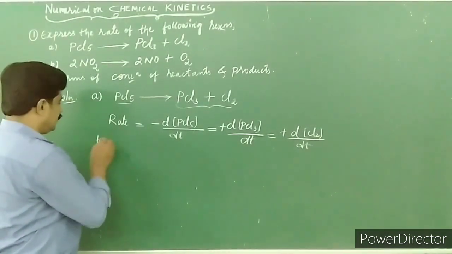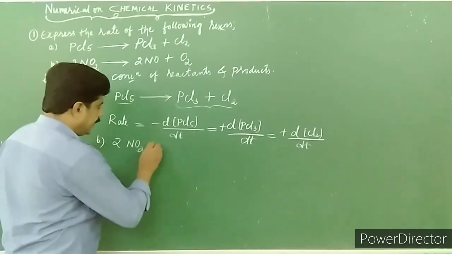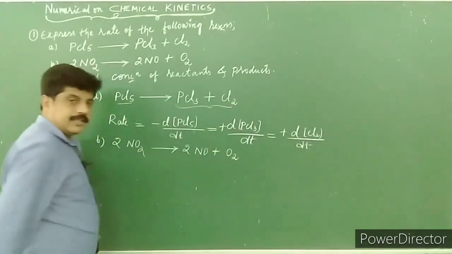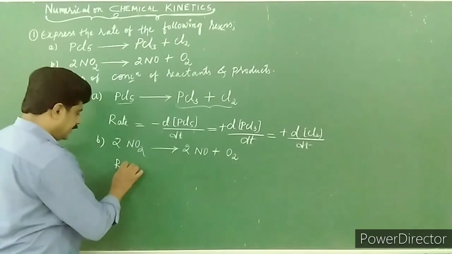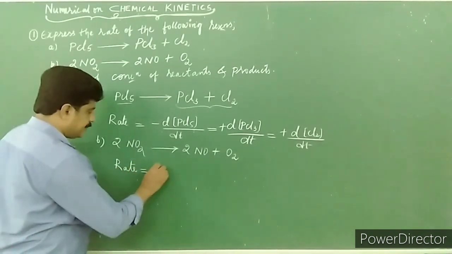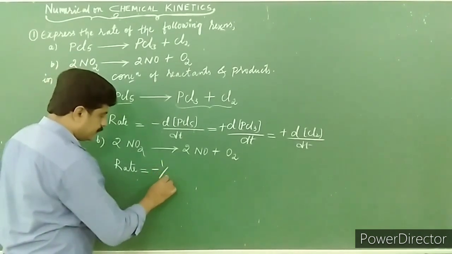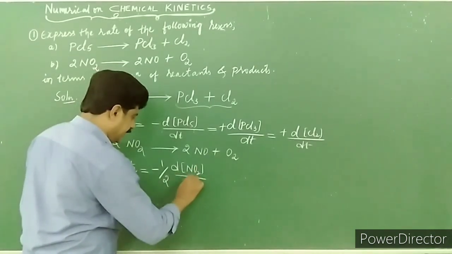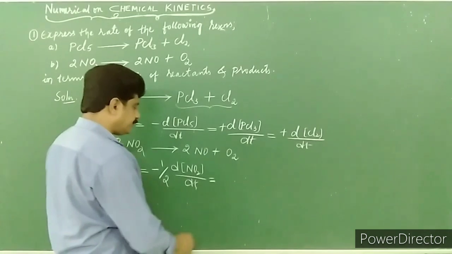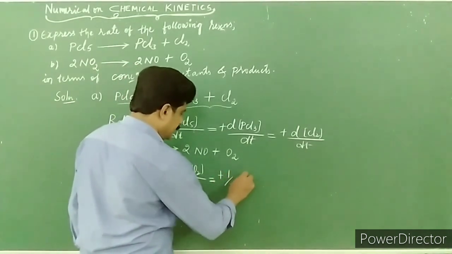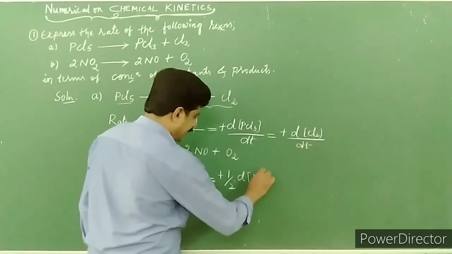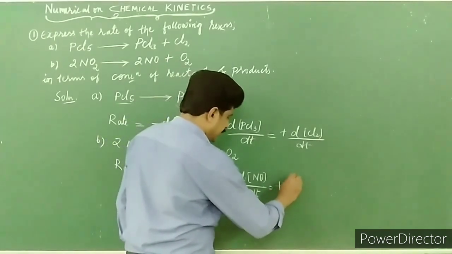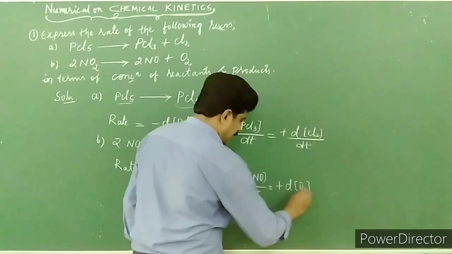Second one, 2NO2, nitrogen dioxide, decomposes to give 2NO, nitric oxide, plus O2. Children, in this case, rate is equal to minus, because you are writing for the reactant, 1 by 2 d molar concentration of NO2 upon dt, that is equal to plus 1 by 2 d molar concentration of nitric oxide upon dt, that is equal to plus d molar concentration of oxygen upon dt.